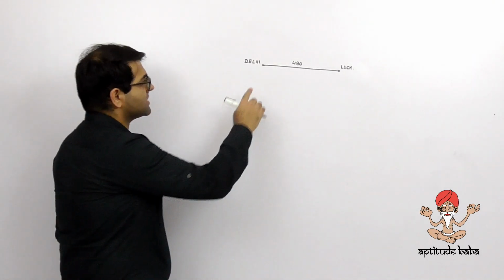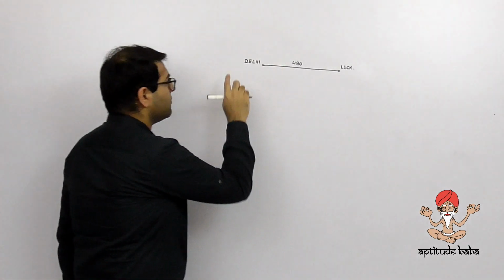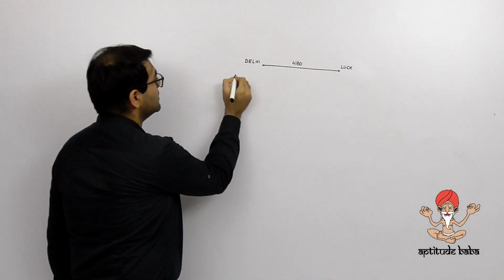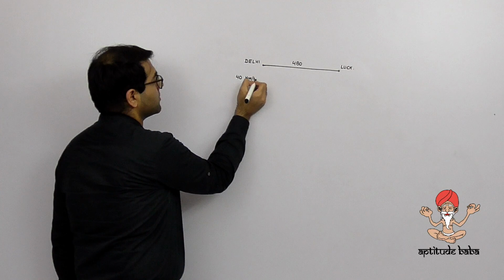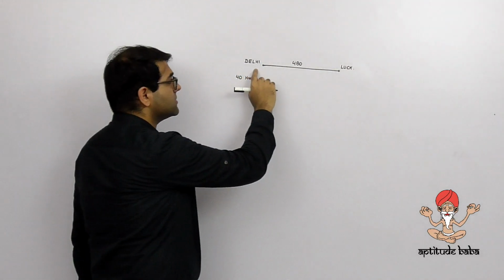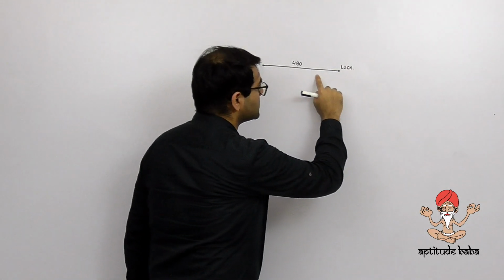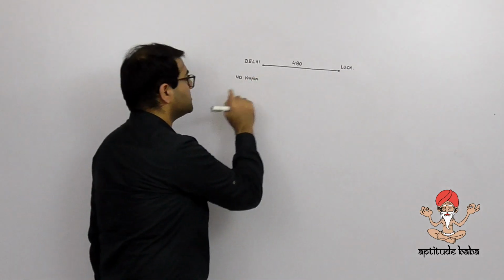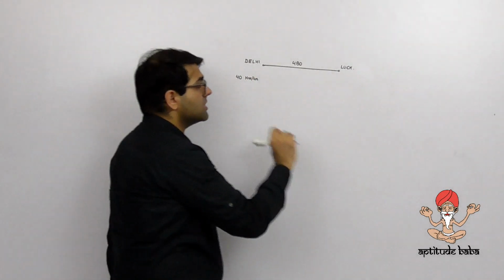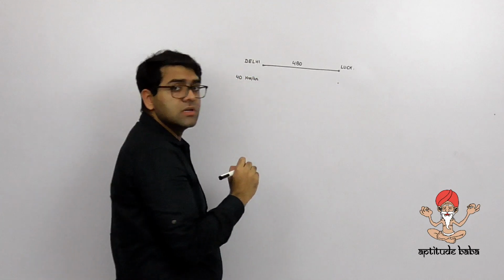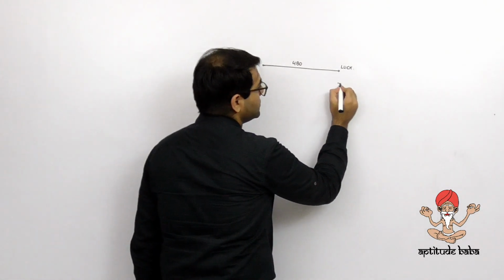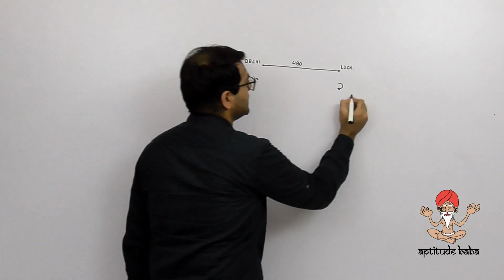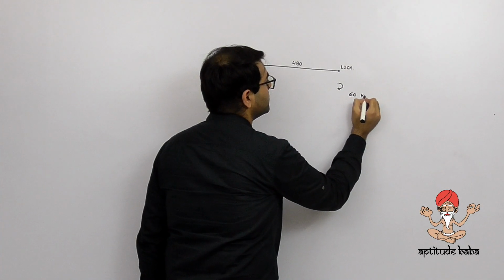Let us say that he is traveling from Delhi to Lucknow, and when he is going from Delhi to Lucknow, his speed is 40 kilometers per hour. So he travels from Delhi to Lucknow a total distance of 480 kilometers at a speed of 40 kilometers per hour. But the moment he reaches Lucknow, he realizes that he has to go back to Delhi. So he takes a U-turn and rushes back to Delhi at a speed of 60 kilometers per hour.